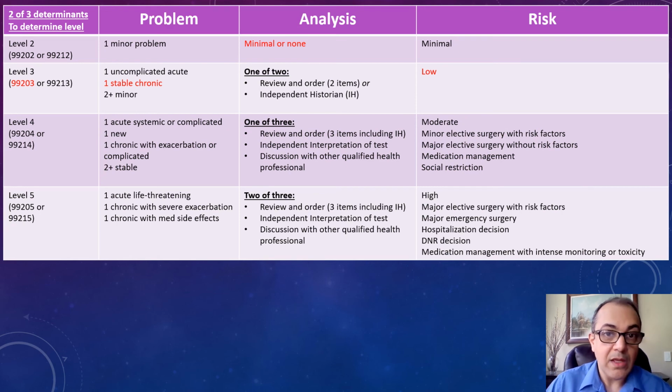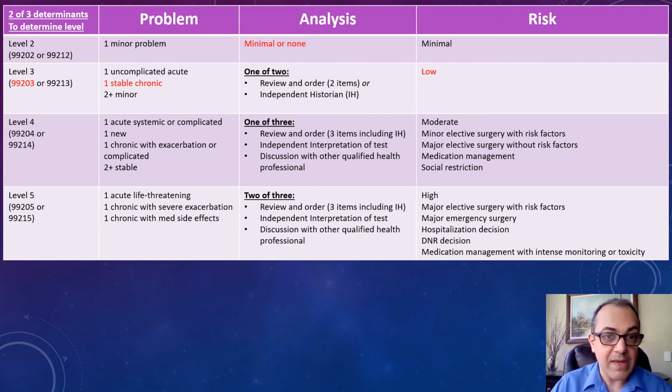The second column, in addition to the problem, is the analysis. Here, Jennifer did not do much of an analysis of the case. There was no review of radiology or any such things, so she gets minimal or none on the analysis. But the risk: there is definitely risk for that PICC line procedure, and that was the subject of the discussion with the patient. So we mark it as a low level risk. It's not minimal, it's low.